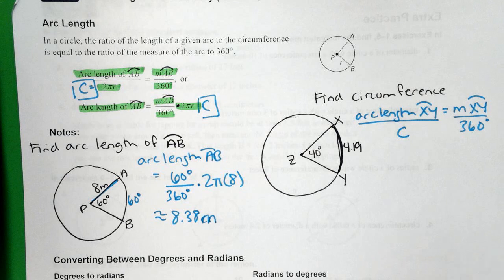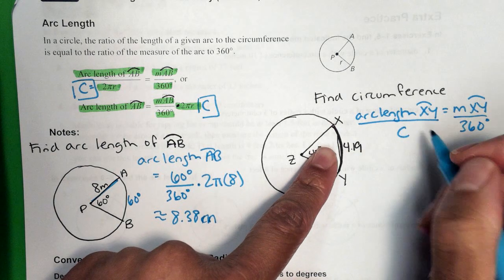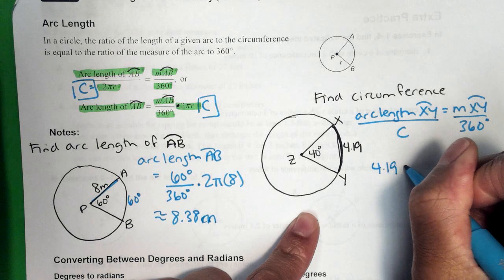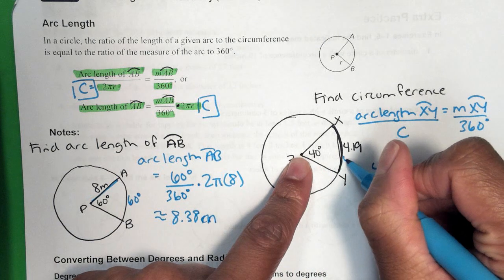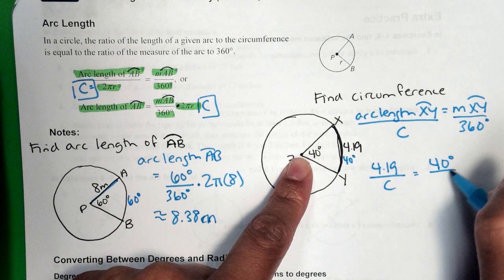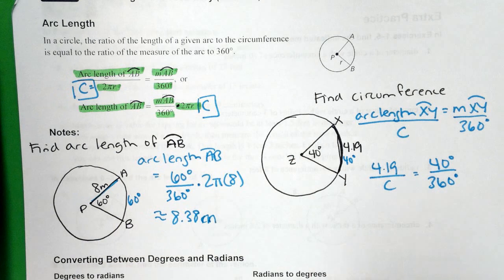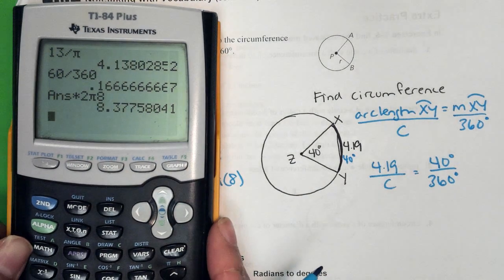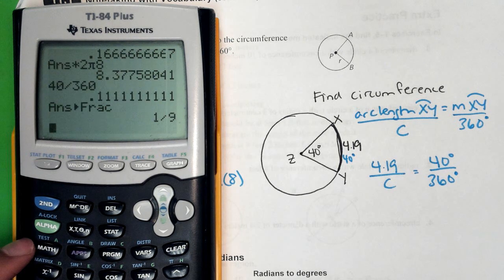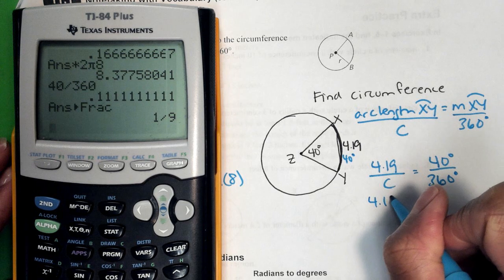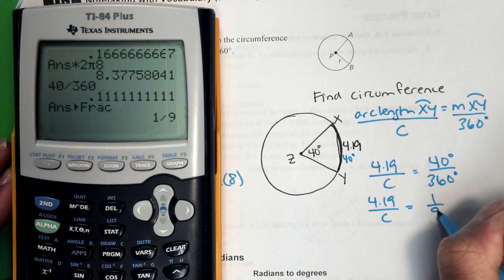So now all I can do is plug in my numbers. I know the length of xy is 4.19 all over c, and the arc measure is 40 degrees because of its central angle, all over 360. And so now I can reduce and cross multiply. So 40 divided by 360 gives me 1/9. I end up with some large fractions. Remember, you can always hit math and select fraction. You get 1/9. So I have 4.19 over c equal to 1/9.